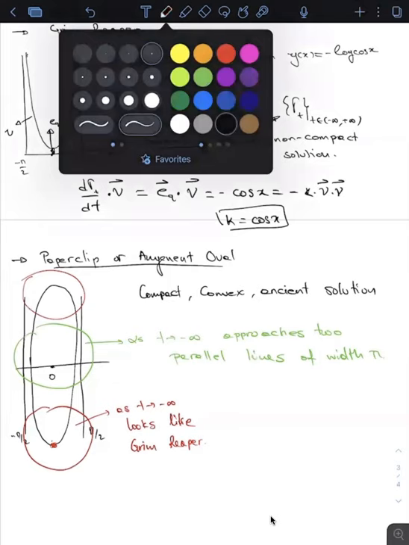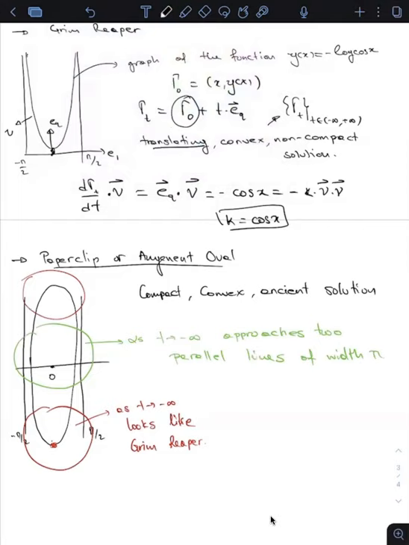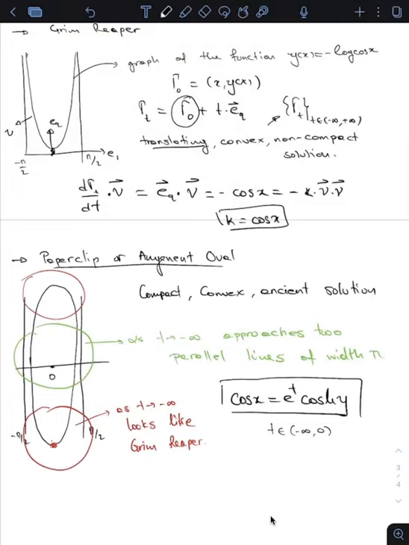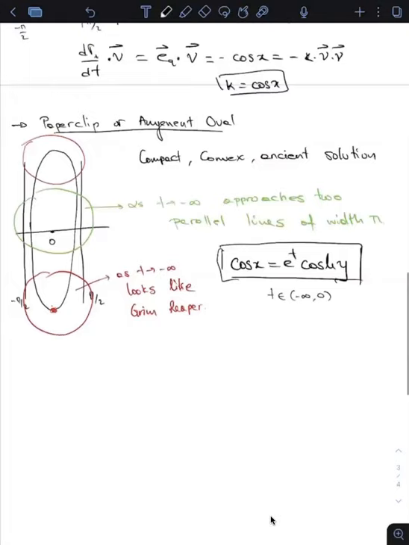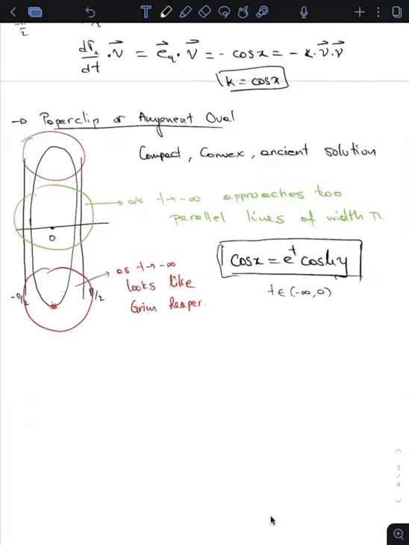So this solution here has a precise expression. It's given by cosine x equals e to the t hyperbolic cosine y, for t from minus infinity up to zero. Okay, so this boxed equation describes the t slice. Now, as a last example, we have the hairclip. And this solution we get if in this boxed equation, we change the right-hand side from hyperbolic cosine to hyperbolic sine.